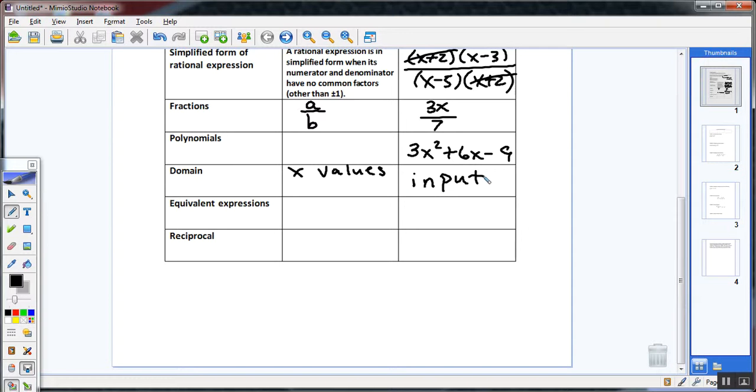Equivalent expressions. Isn't 2 plus 2 equivalent to 3 plus 1, kids? Are those equivalent expressions? Because 2 plus 2 is what value? And 3 plus 1 is what? Equivalent expressions. So we're going to talk about what equivalent expressions are. We're going to look at it in terms of variables. So I'll show you what that is.